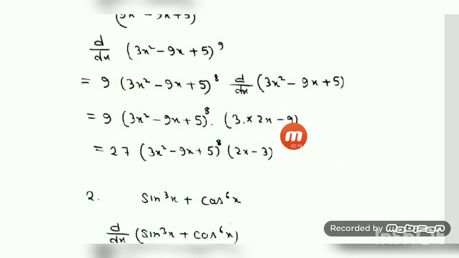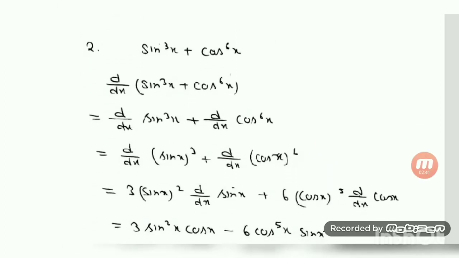So here this differentiation is completed, then do the simplification step. You can take 3 common here. Then 3 nines are 27. Here what is left? 2x and 3 will be left. And this one you just keep as it is. So this is your answer after simplification. Now go to question number 2.